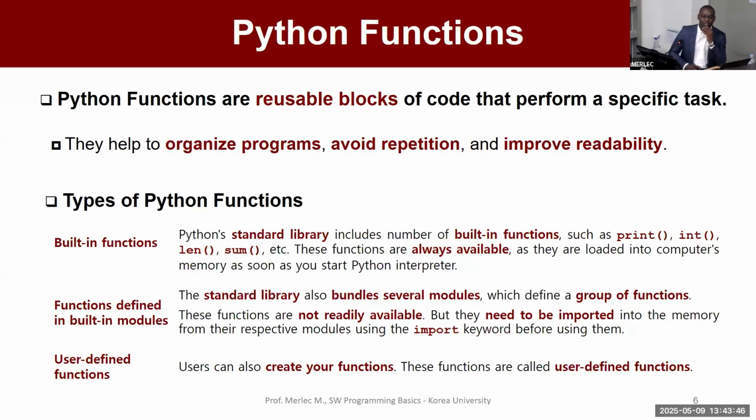The first one is the built-in function type. Python provides in its standard library a bunch of built-in functions that we have already used some of, such as print, int, sum, you name it. These built-in functions are always available. When you load the Python interpreter in memory, these built-in functions are automatically loaded in memory too. The second type of function are the functions which are defined in the built-in module.